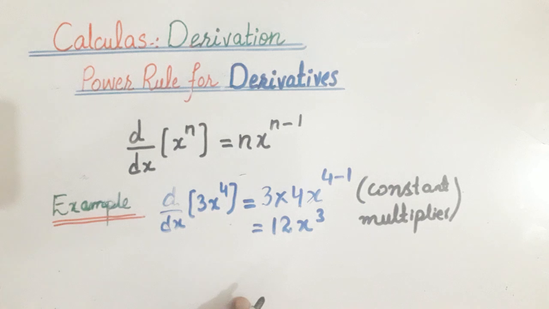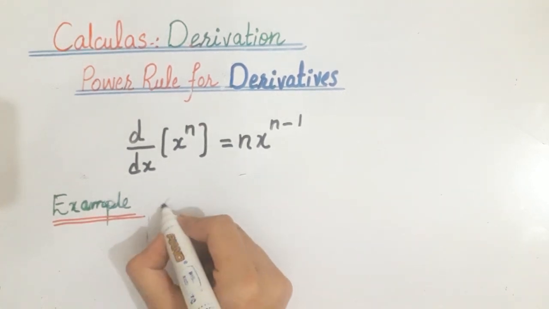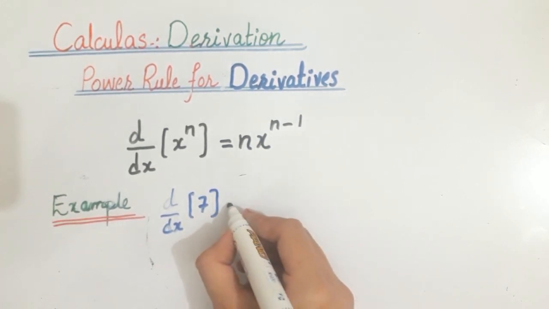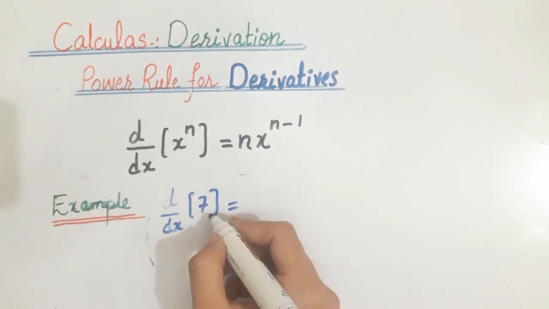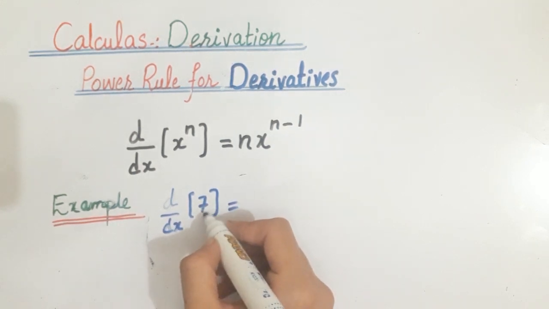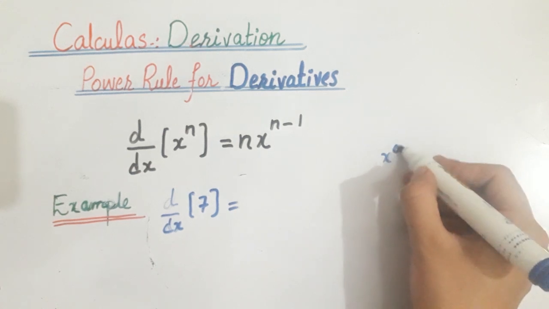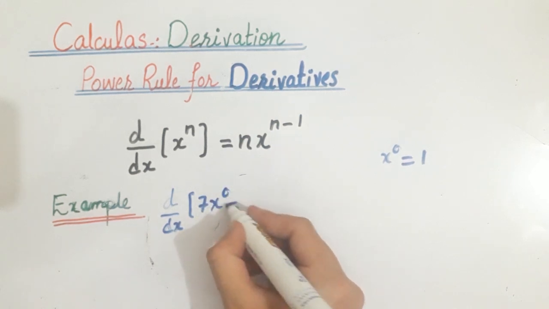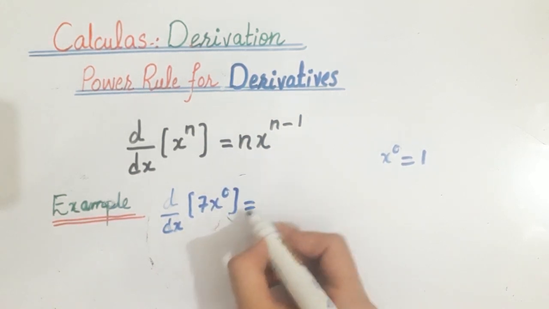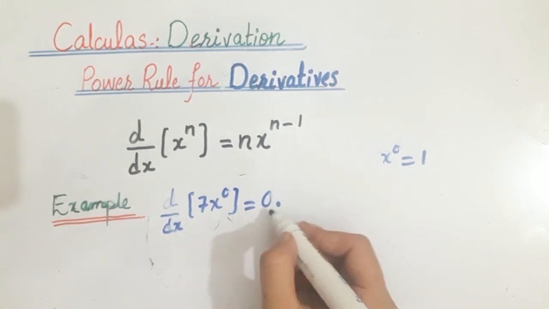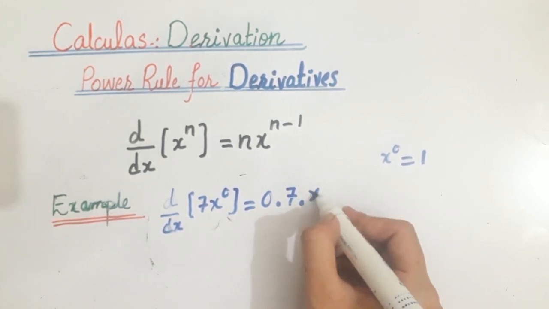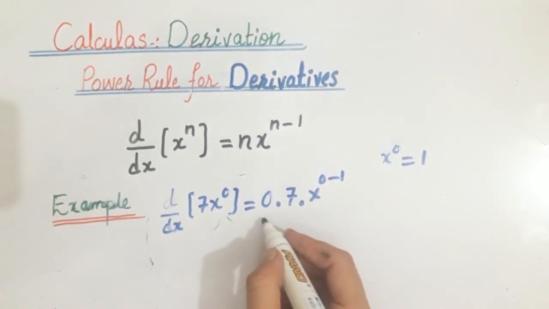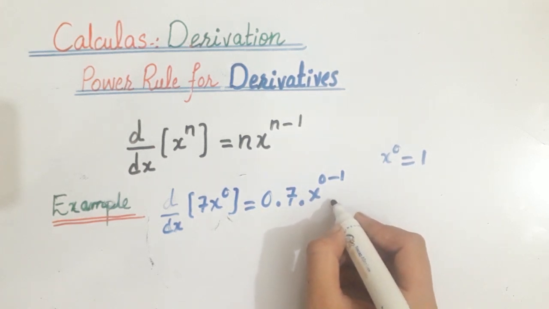Now we will solve another example. Now you have to take d by dx of 7. So this is a constant number. So here the power of x is 0, because x raised to power 0 means 1. So if you write 7 times x raised to power 0, you can easily differentiate this. Power in the start, then constant 7 and then x raised to power 0 minus 1. So 0 multiplied by this gives answer 0.